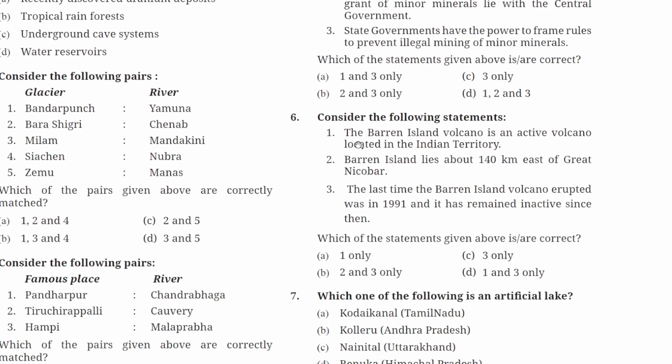Consider the following statements. The Barren Island volcano is an active volcano located in Indian territory. Sixth question. Barren Island. Yes, it is true. Statement 2: Barren Island lies 140 kilometers east of Great Nicobar. No, it actually lies in the Andaman Sea, about 135 kilometers northeast of Port Blair. So it is a wrong option. Statement 3: the last time the Barren Island volcano erupted was in 1991 and it has remained inactive since then. It erupted last in 2017. So these two options are wrong. So that leaves A, one only.